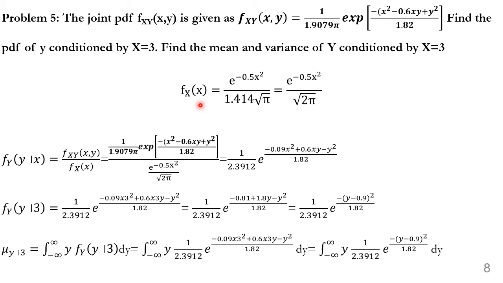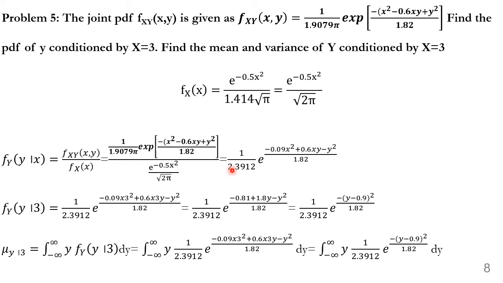f_X(x) is given by e to the power minus 0.5 x square divided by 1.414 root 5, that is equal to e to the power minus 0.5 x square divided by root 2 pi. f_Y(y) conditioned on x, that is y given x, is given as f_XY(x, y) divided by f_X(x). So that is equal to 1 divided by 1.90795 exponential of minus x squared minus 0.6xy plus y squared divided by 1.82, divided by e to the power minus 0.5 x squared divided by root 2 pi.